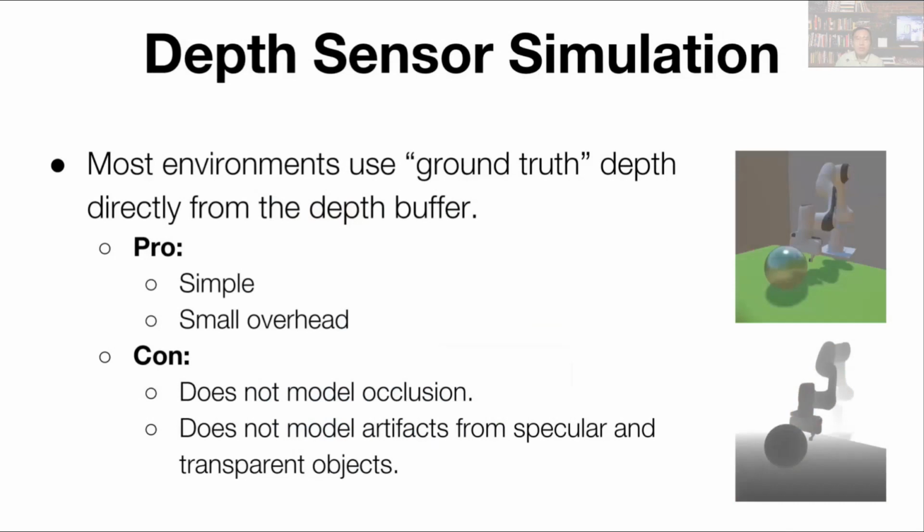Currently, most existing embodied AI environments directly use the ground truth depth from the depth buffer. The advantage of this method is that it is quite simple to implement and brings small overhead. But it doesn't model the occlusion or artifacts from specular and transparent objects, which makes it very difficult for a policy trained in the simulation to transfer to the real world.